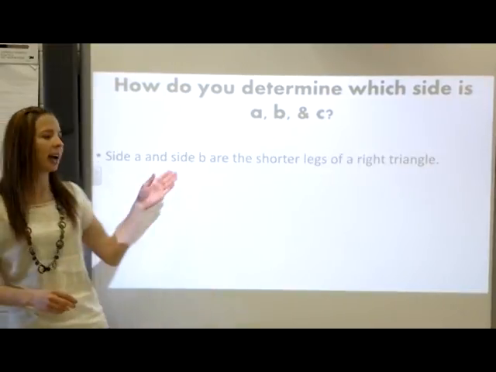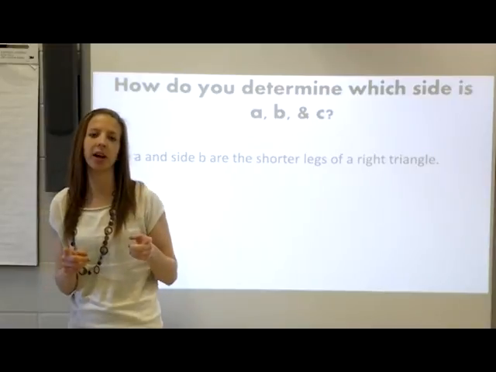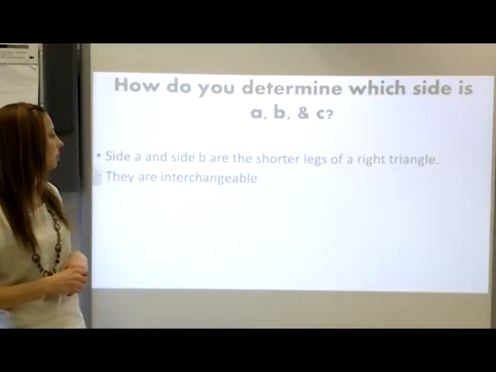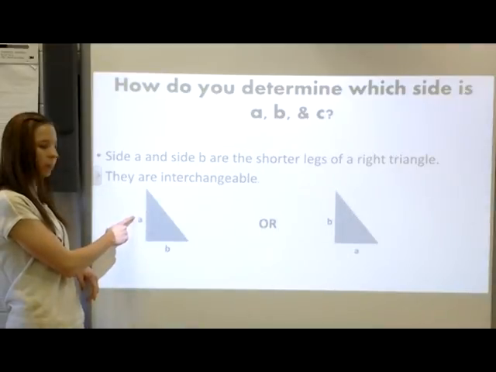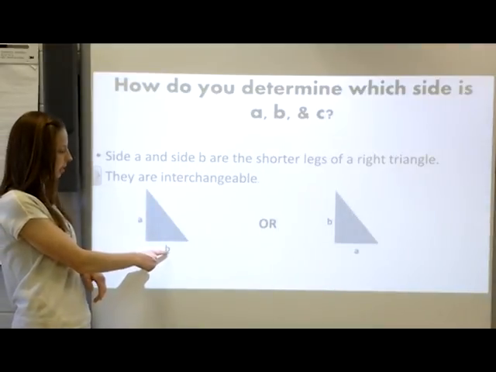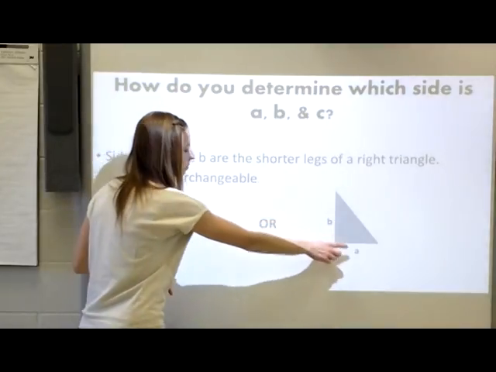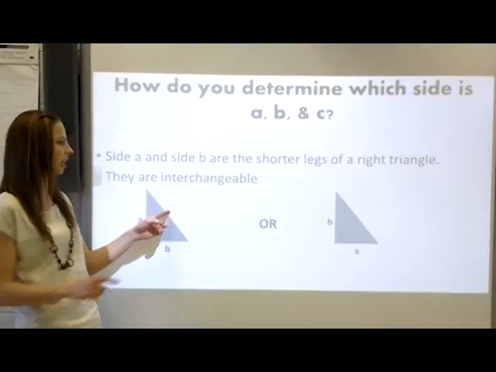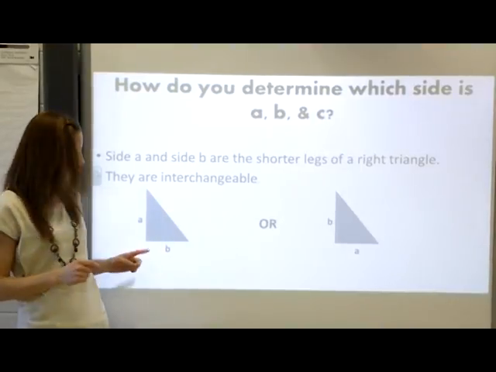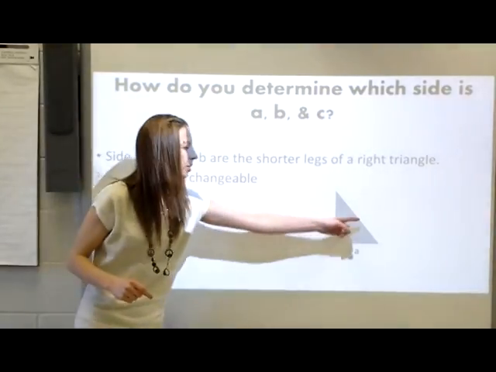Okay? Side A and B are the shorter legs of the triangle, and those sides are interchangeable. For example, this could be your A and this could be your B, or that could be your B and your A. It doesn't matter. The key is knowing that C is the longest side opposite the 90-degree angle.